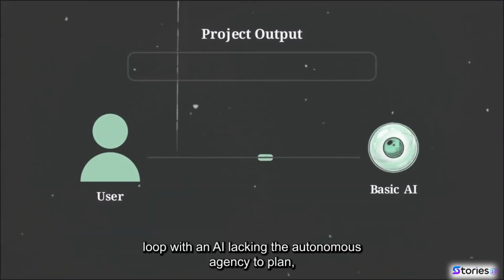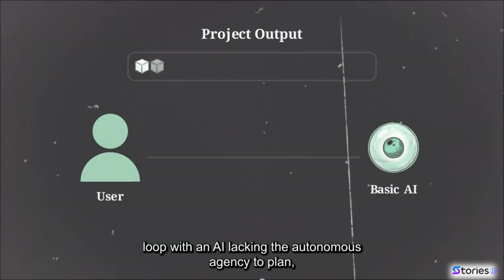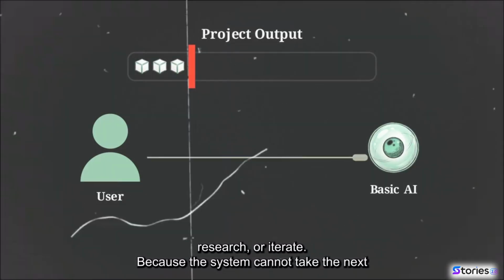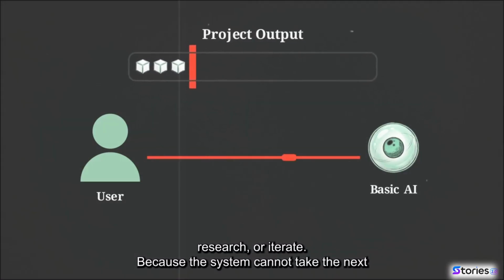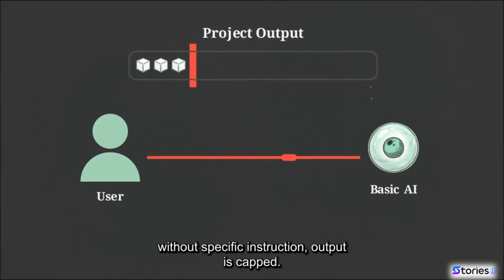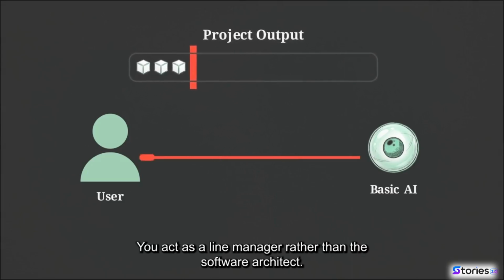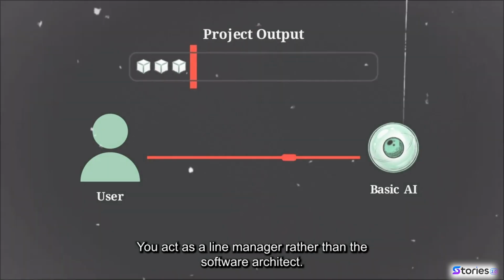Users are trapped in a loop with an AI lacking the autonomous agency to plan, research, or iterate. Because the system cannot take the next step without specific instruction, output is capped. You act as a line manager rather than the software architect.